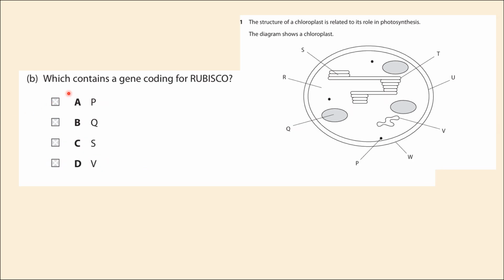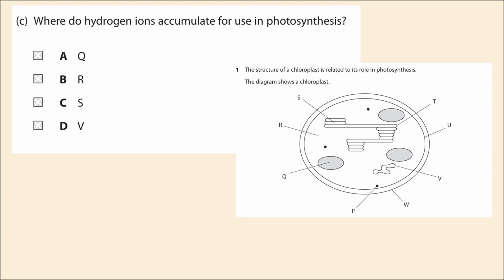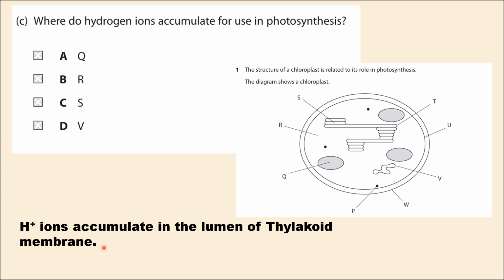The next question, which contains a gene coding for rubisco? You know, in chloroplast, they have their own DNA which codes for the proteins necessary in photosynthesis. So the answer is V, the DNA strand. And the next question, where do hydrogen ions accumulate for use in photosynthesis? The ions accumulate in the lumen of the thylakoid. So its answer is S, here it is C.